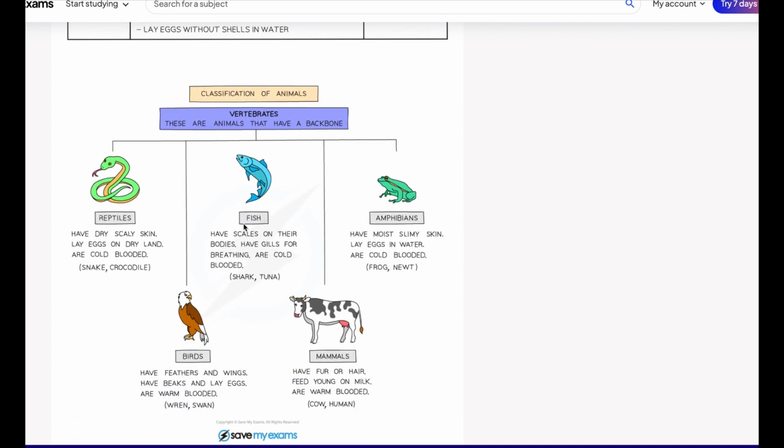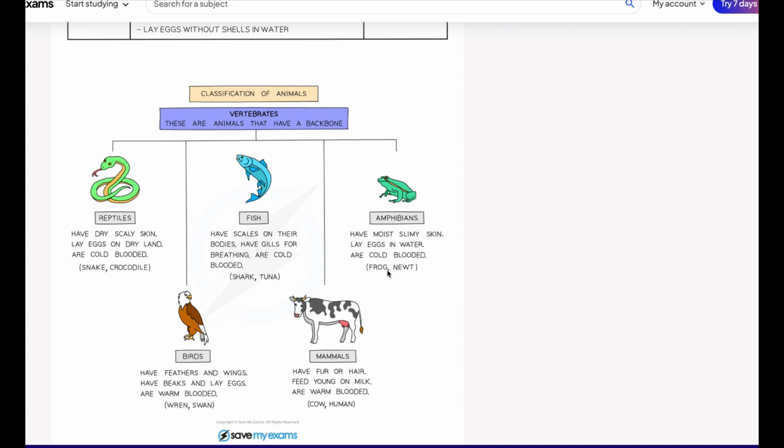You can see the summary diagram. We have the reptiles, a good example is snake. You have the fish, any type of fish like shark, tuna, whale, and all of this stuff. Then you have the amphibians, which have a moist, slippery skin.